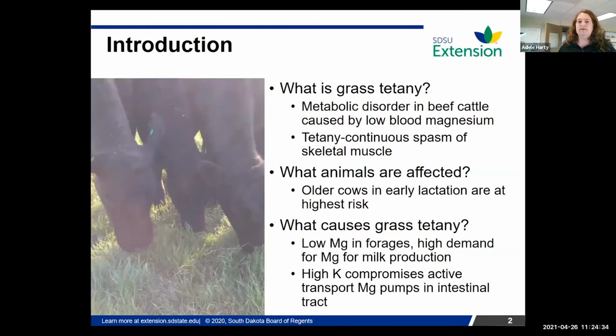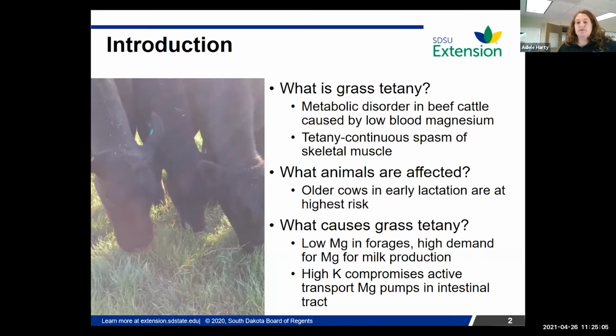So as we talk about grass tetany, what is it? It's a metabolic disorder in beef cattle that's caused by low blood magnesium levels. And if we look even further into the definition of tetany, it's really that continuous spasm of skeletal muscles. So this can be a very devastating disorder in cattle, especially if we get a large number of animals in a herd that are affected by it.